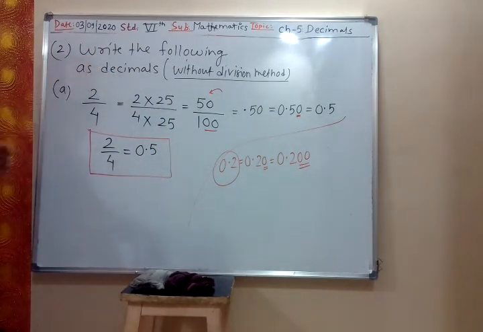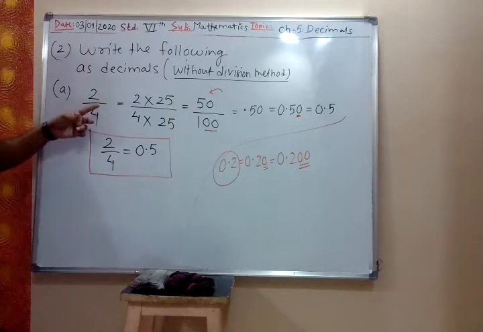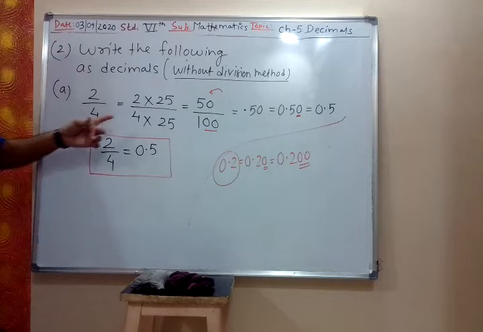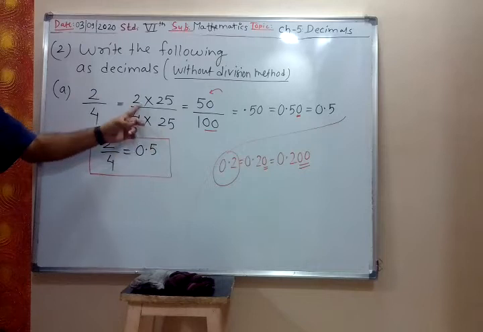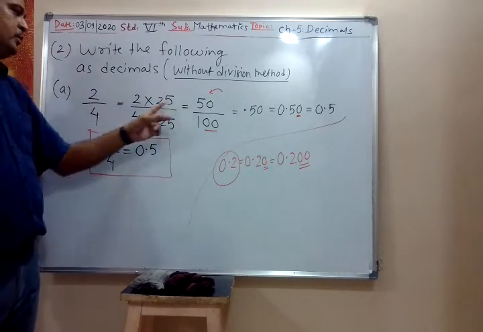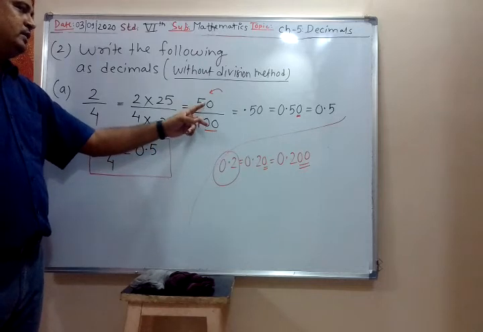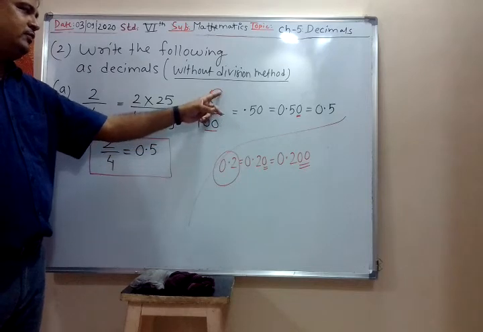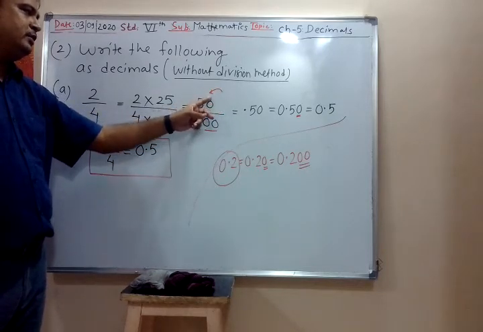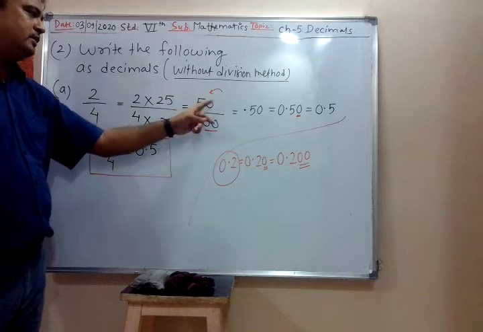So to convert them into decimal without division, we have to convert the denominator as 10, 100, 1000, 10,000. It is 4. So to convert this 4 into 100, I have to multiply by which number? 25. So numerator I will multiply 25, denominator I will multiply by 25. So 2 into 25 is 50, 4 into 25 is 100. So now this is 50 upon 100. So there are 2 zeros in the denominator. So I will start from right and put the decimal after 2 digits. So 1, 2, put the point, 0.50.